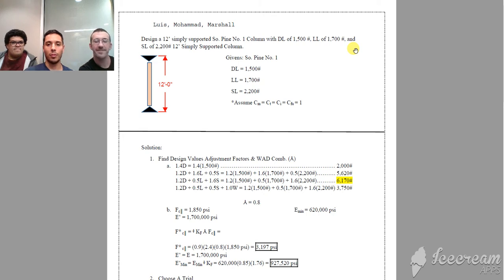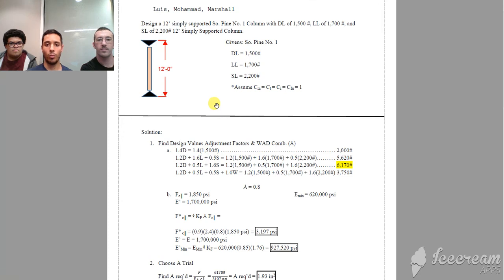The purpose of this video is to help you understand how to design a 12-foot simply supported southern pine #1 column with a dead load of 1,500 pounds, live loads of 1,700 pounds, and a snow load of 2,200 pounds. Like I mentioned already, the column is going to be 12 foot, and the givens are listed as well. And we made some assumptions when we looked at the problem. We stated that CM, CT, CI, CFU are all equal to 1.